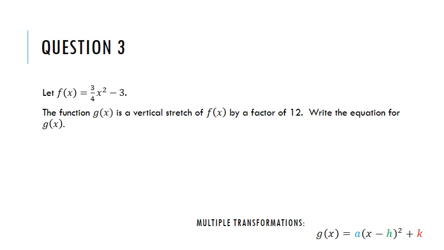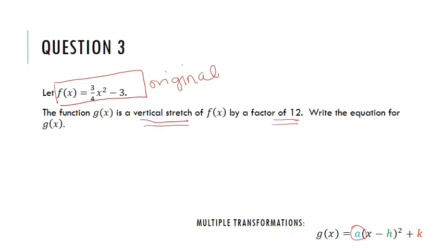Here we have our original f of x. The original function is our starting point. And this time we are transforming it by a vertical stretch by a factor of 12. This a term is our vertical stretch factor. So we're literally just going to take our f of x to get g of x, and multiply the whole thing by 12. So I'm going to take all of this, substitute it in here, and multiply it by 12 to get my g of x.